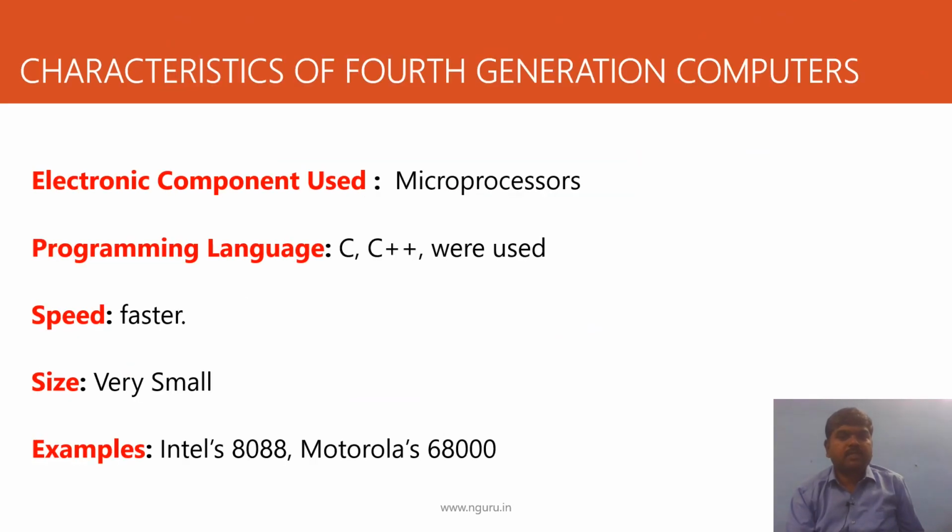So, characteristics of the fourth generation computers. Microprocessors were used. High level languages like C, C++ and others were in the picture. Speed is definitely very fast. The size has been reduced to very small. Some examples include Intel 8088, Motorola 68000 series, all those are examples for fourth generation computers.